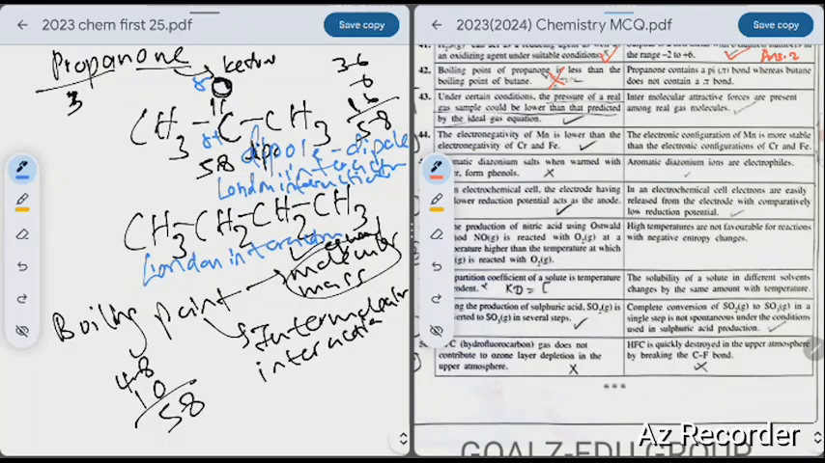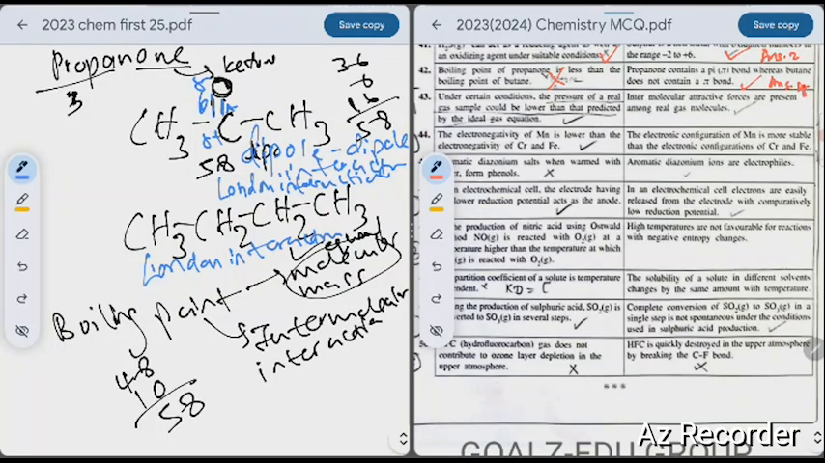Second one, propanone contains a pi bond, whereas butane does not contain a pi bond. Yes, propanone contains a pi bond. Out of these two bonds of the double bond, we can take one bond as sigma and one bond as pi. But you cannot see any double bonds in this alkane. Therefore, butane does not contain any pi bonds. But propanone has a pi bond. So this is correct. Propanone contains a pi bond, whereas butane does not. So the answer is 4.